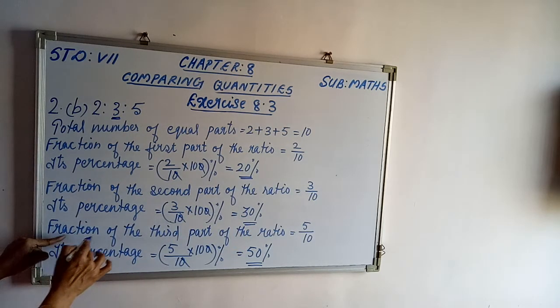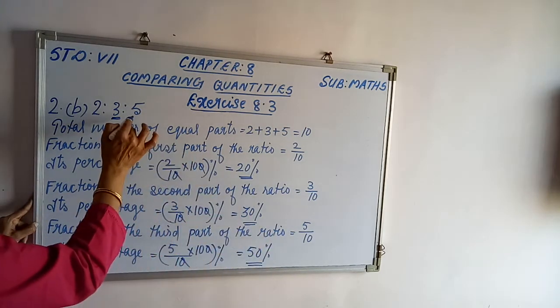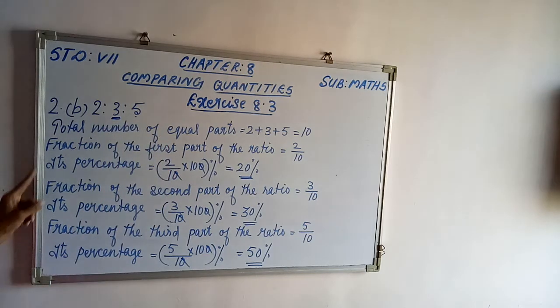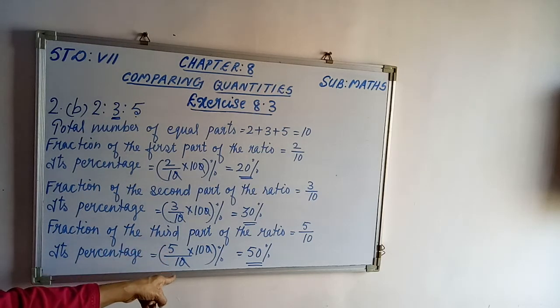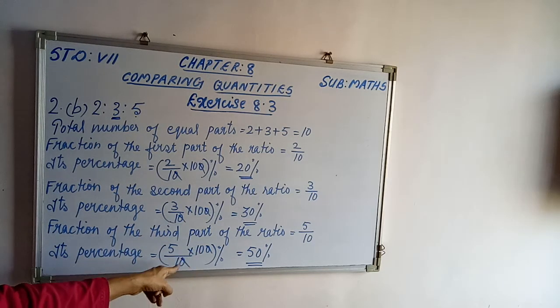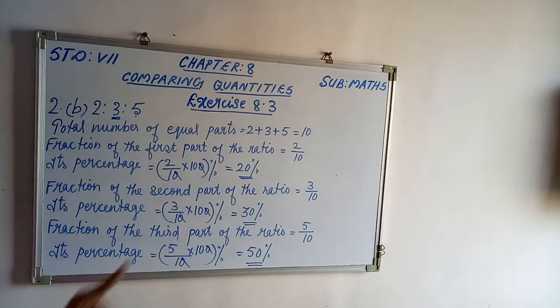Now the fraction of the third part of the ratio. Third part is 5. So 5 upon 10. 10 is the total number of parts. So its percentage, 5 upon 10 multiplied by 100%. 0, 0 cancel. 5 into 10 is equal to 50%. Okay.